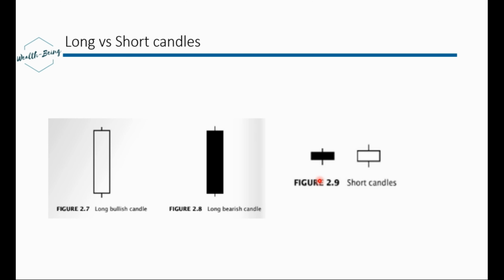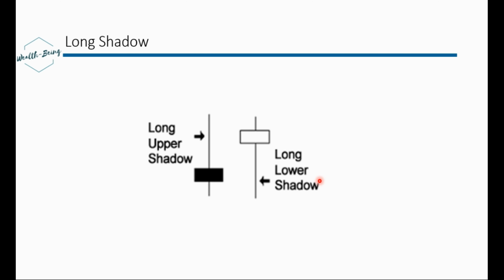The next one will be long shadows. What signals can we get from these candles? If candles have long upper and lower shadows, as shown on the candles on the left, this means that buyers tried to dominate the session. However, sellers came in and drove the price back down to near its opening price at the end of the session.